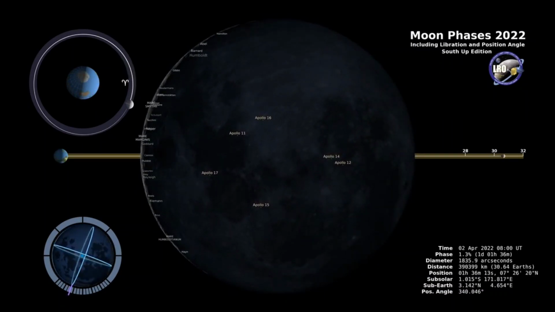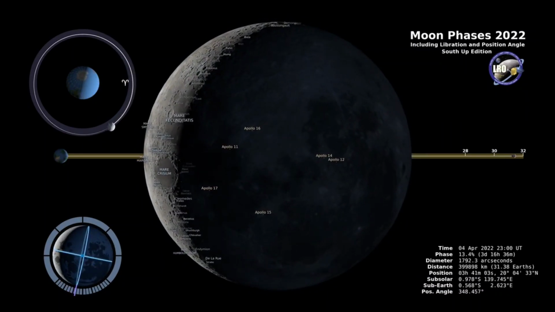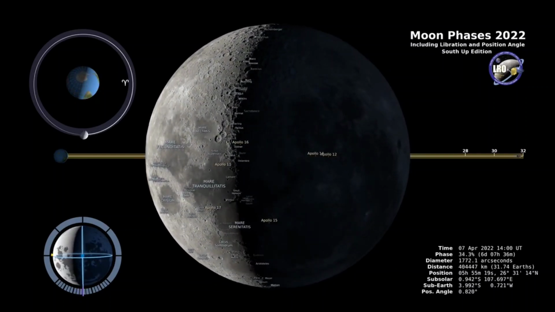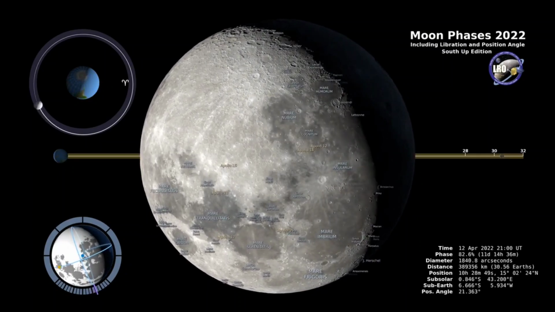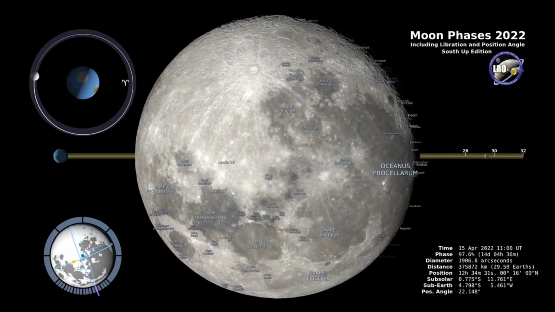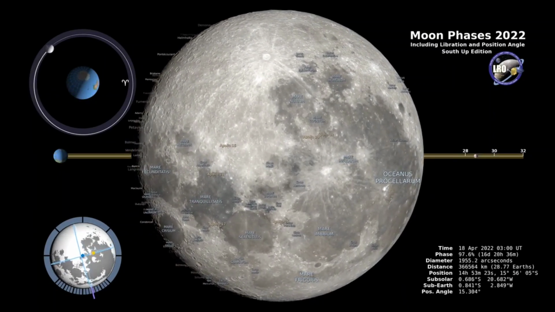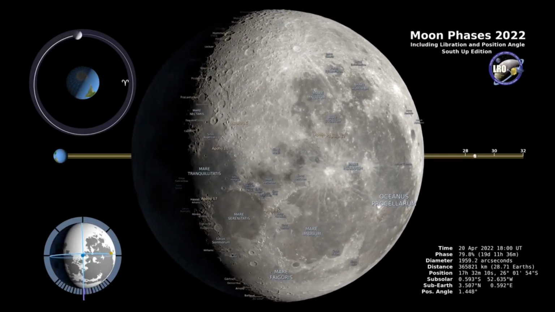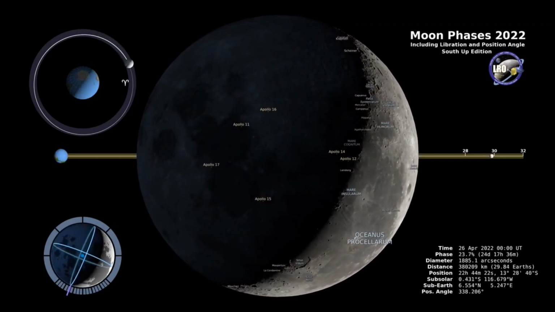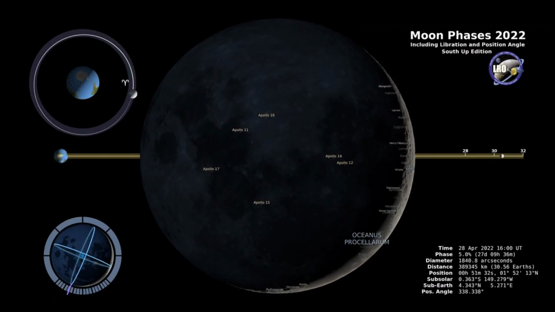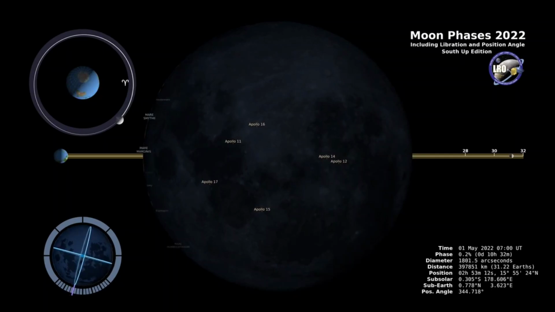First quarter. The right half of the moon is illuminated, while the left half is in shadow. It appears as a half moon shape with the illuminated side facing west. Waxing gibbous. The illuminated area of the moon continues to increase as it moves further along its orbit. The shape of the illuminated area is convex and faces west.